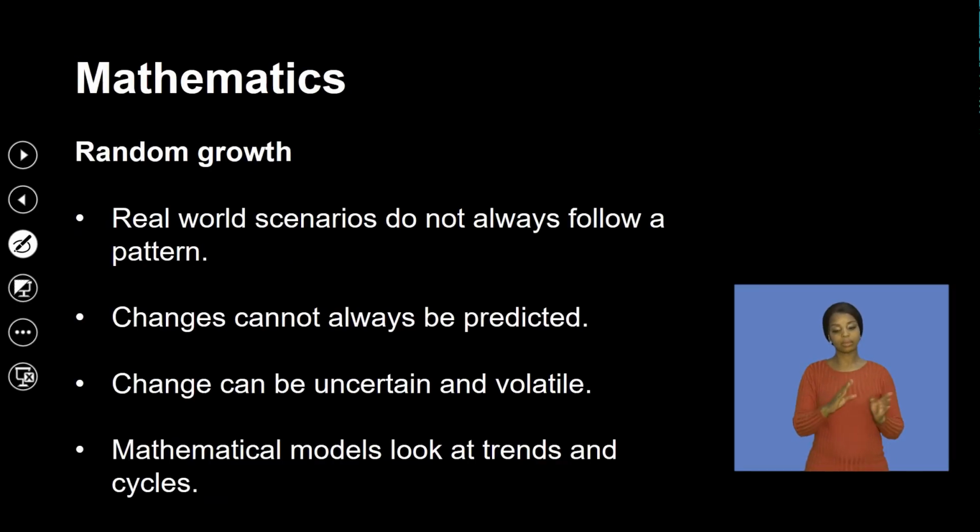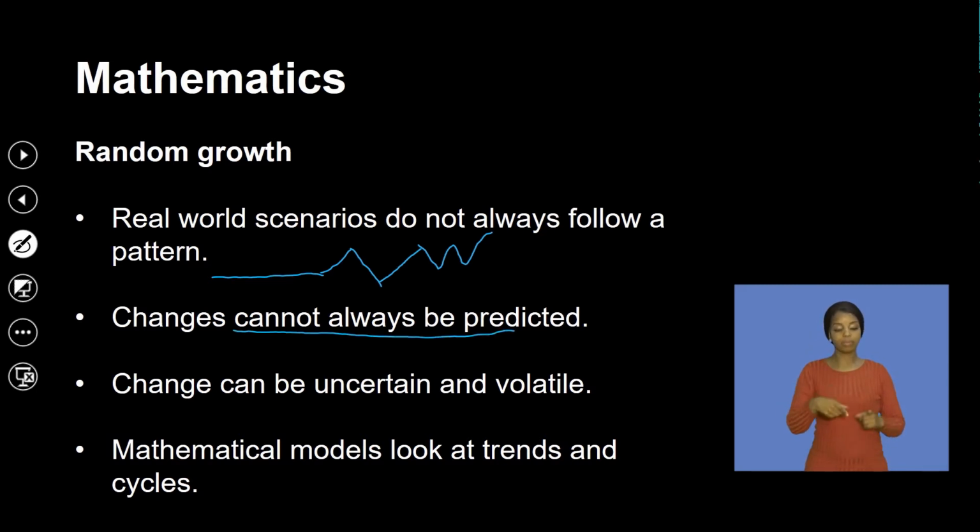Now, with random growth, this will be real-world scenarios which do not always follow a pattern, so there's some fluctuation here. So we might look at it as something straight, and then it starts to go up, and then it starts to go down, it goes up, it goes like that. So that's what it really means to have a real-world scenario. This will depend on things like inflation. It will also depend on things like what is happening in terms of our exchange rate and all of that. Then changes cannot always be predicted. So this is one thing that is very difficult to do here.